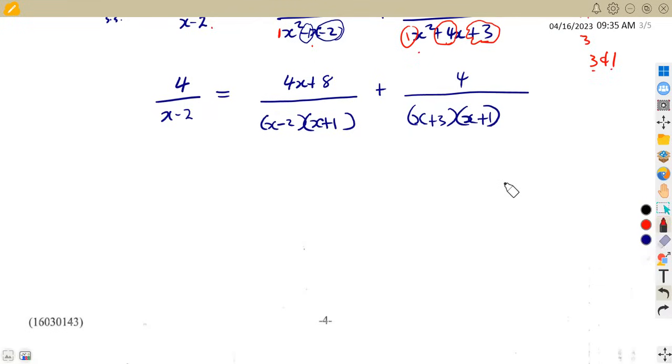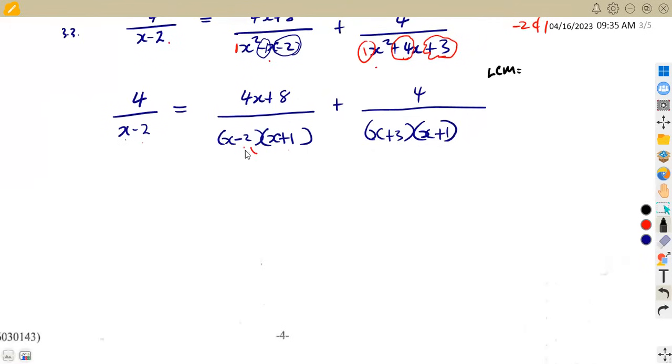Okay, let me show you. So this part, you can multiply by the LCM. In this case, we are having x minus 2, x minus 2, x plus 1. Let me write it aside so that it can help us. Our LCM in this case is going to be x minus 2. It's common, so we just take it once. x plus 1, we've got x plus 1. x plus 3, it's just appearing once, so we take it. So this is going to be our LCM.